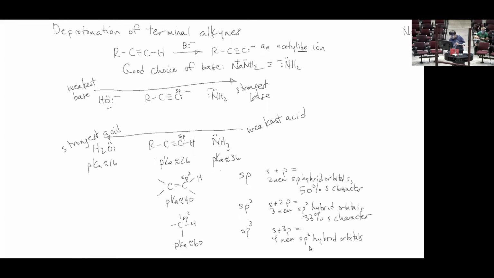And each one of those sp3 hybrid orbitals, out of 4 orbitals mixed together, it's 1 s and 3 p's. So out of the 4 orbitals, you've got 1 s orbital in the mix. That means each of those hybrid orbitals will have only 25% s character. And that's what's going to turn out to make all the difference here.